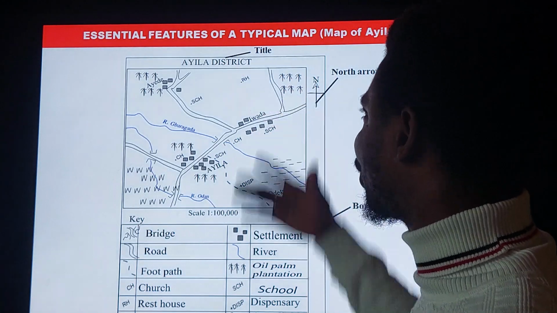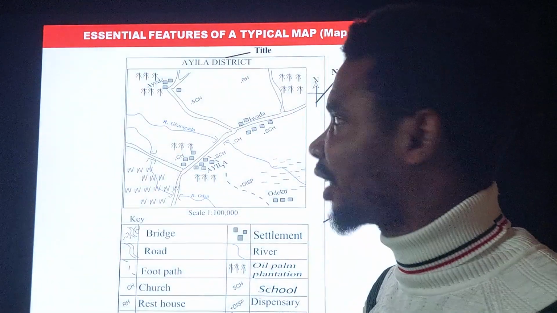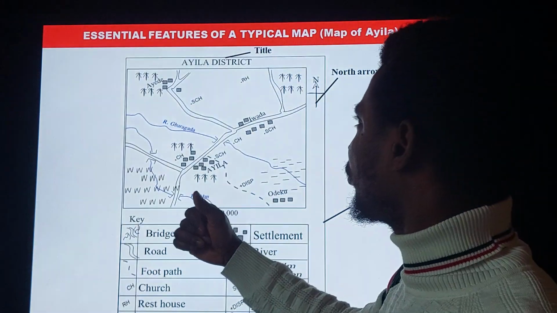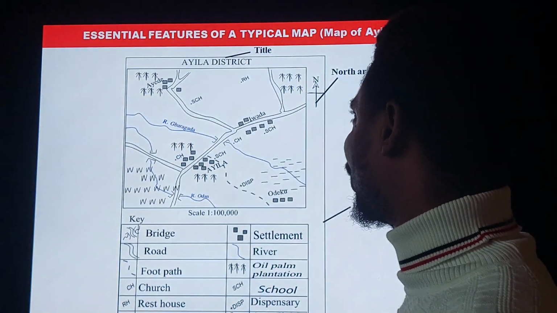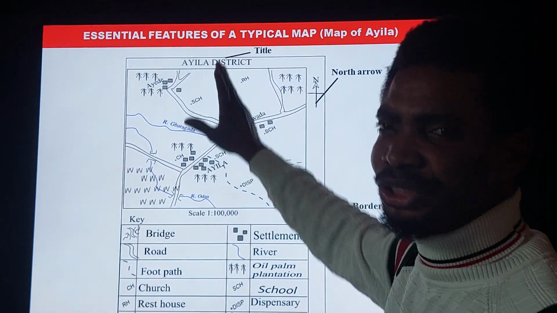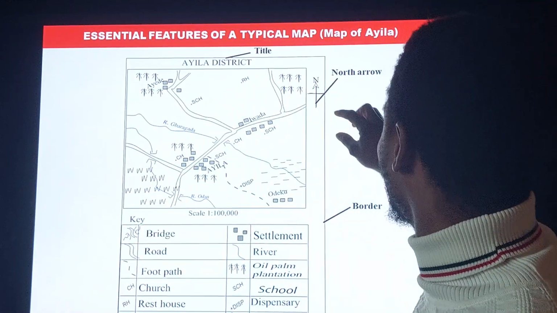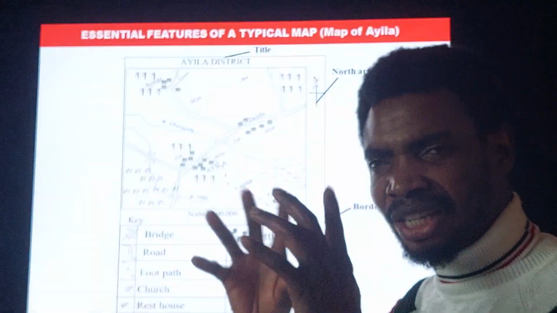So, now this is a typical map. This is the map of Ayala district, and these are the essential features. When you see the map of Ayala district here, you can see the title of this map is Ayala district. That is the title. Then you have this arrow here. It shows you the north. That is the north direction.